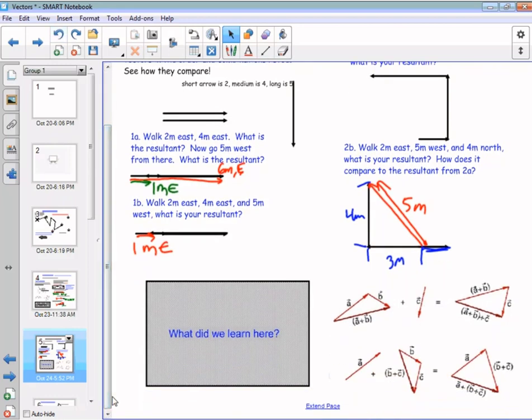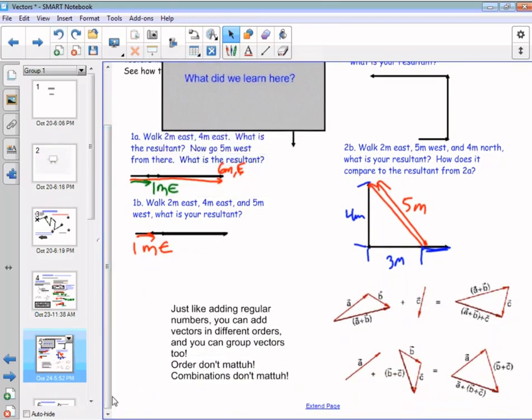So, what did we learn here? Just like adding regular numbers, you can add vectors in different orders, and you can group them as well. So to summarize, order doesn't matter, and combinations don't matter. Thank you, volunteer, by the way.